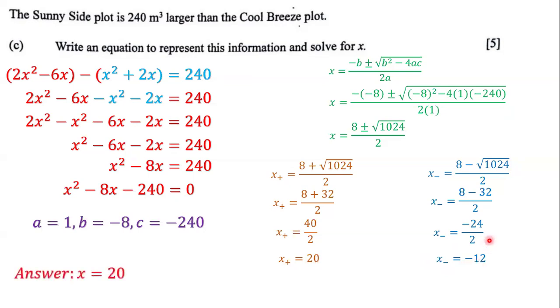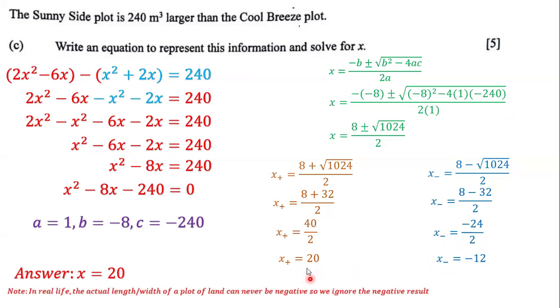And so the answer for X is 20, positive 20. And the reason is because in real life, the actual length or width of a plot of land can never be negative. We can't have negative 12 meters in real life, so we only have positive values for our lengths. So we ignore the negative result. So the answer here is X is equal to 20.